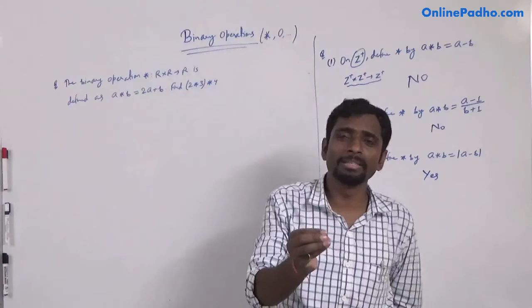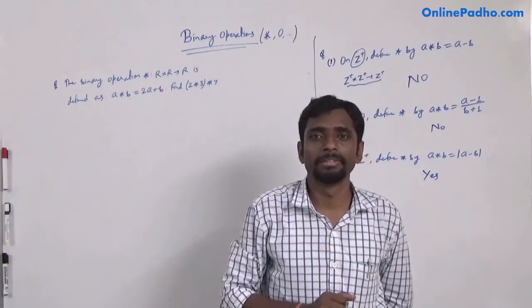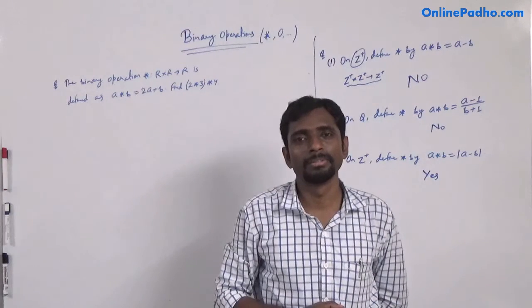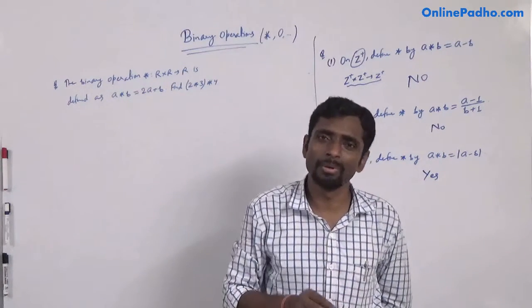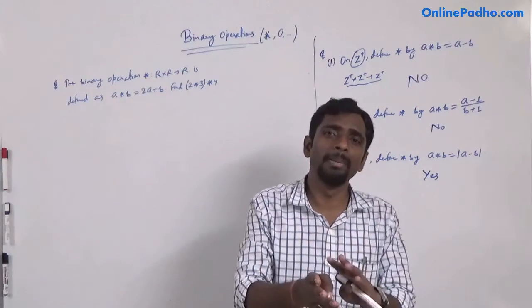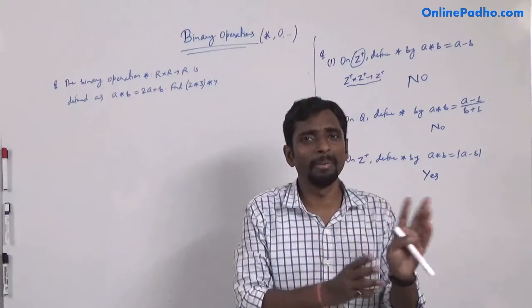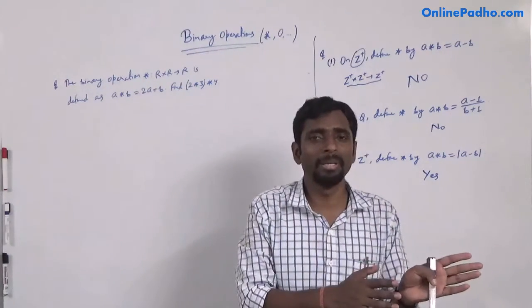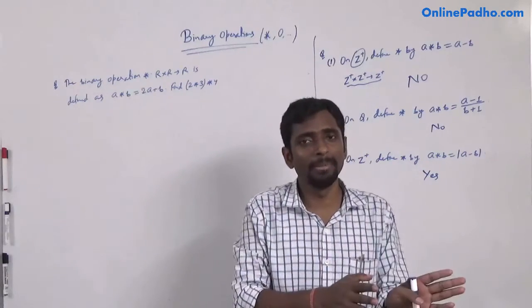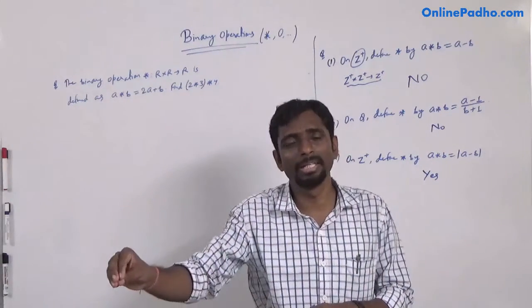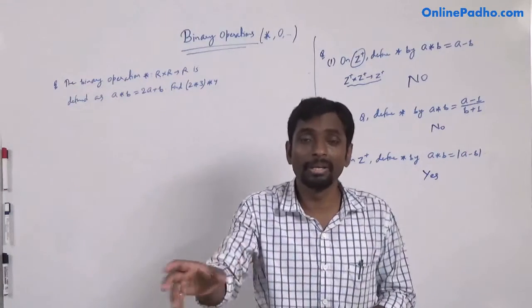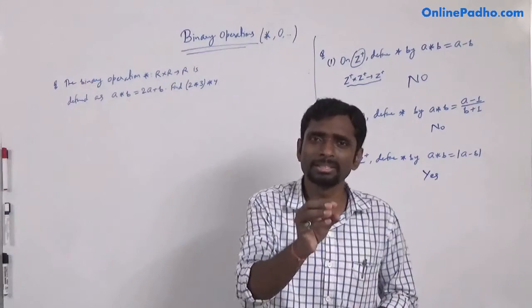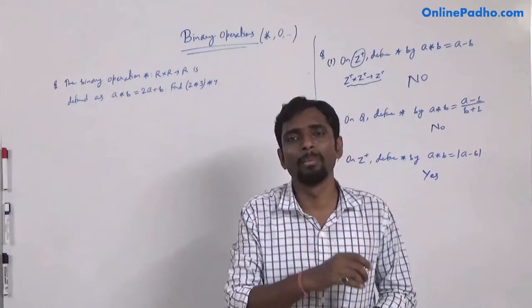Star is just a type of function. It varies from question to question. Star is not a constant term, not a constant value. A star B may be A plus B. A star B can be written as LCM of A and B. A star B can be 2A plus B. A star B can be HCF of A and B. A star B can be any mathematical relation between A and B. Star is just a symbol for the binary operation.